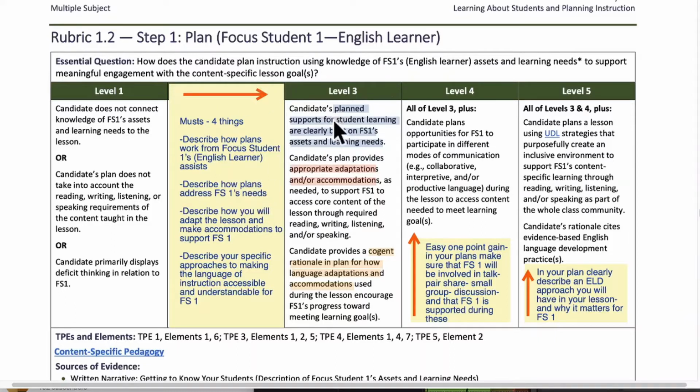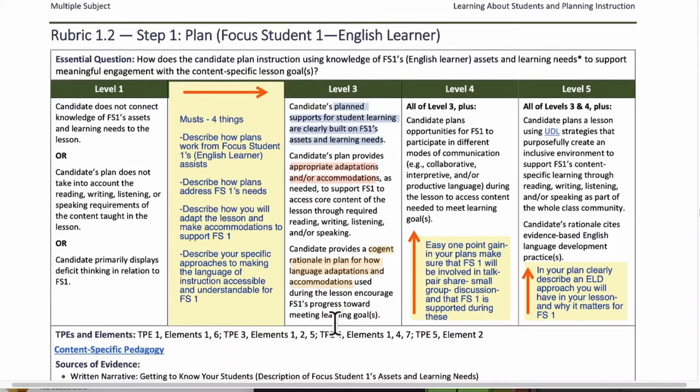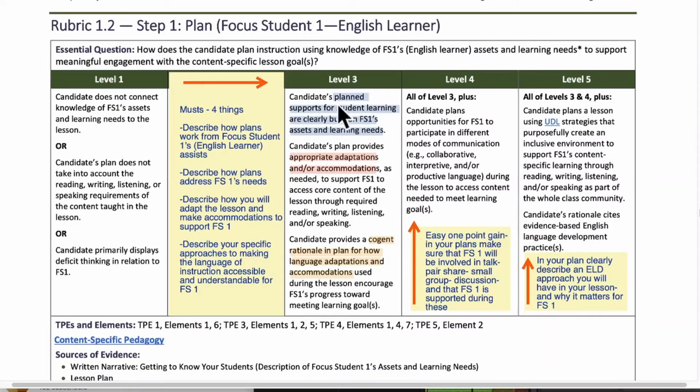Again, only focusing on 3. And again, you want to make sure that you're not missing any of these. Missing any of these will make it so you can't possibly have a 3, and you will get a 2. So the musts that I pull out of here, let's read this through first. Candidates' plan supports for student learning are clearly built on focus student 1's assets and learning needs.